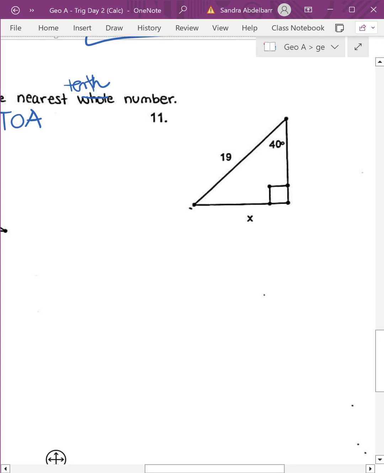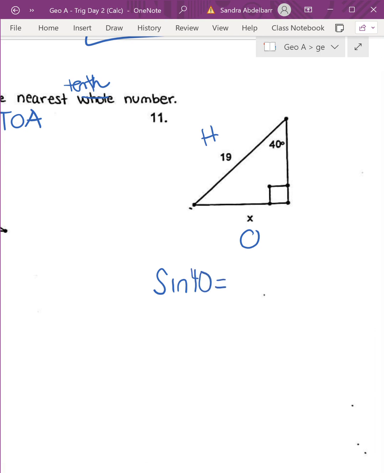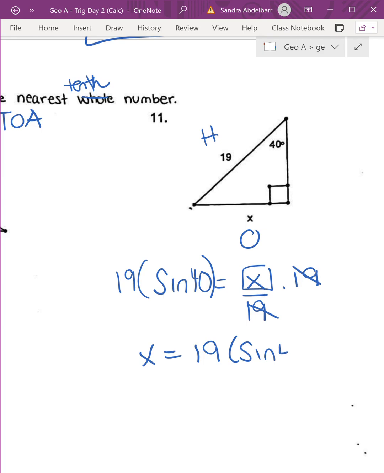All right, what should we have done? We have opposite and hypotenuse, so that's sine. You never write sine, cosine, or tangent by itself. So what am I writing with it? Sine 40 equals X over 19. How do I solve for X? What must I do? Multiply by 19. So X is equal to 19 times the sine of 40. So in your calculators, you're going to do 19 times sine 40. No inverse here, no -1. And we're going to get X is equal to 12.2.